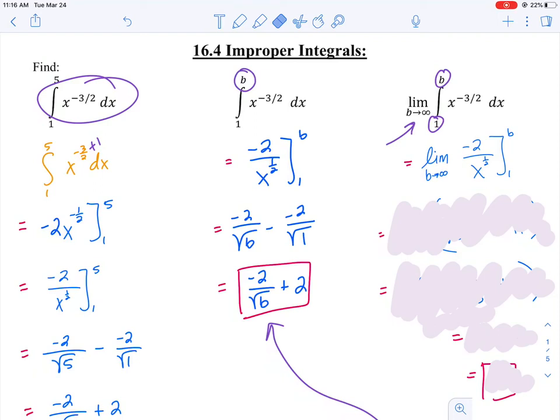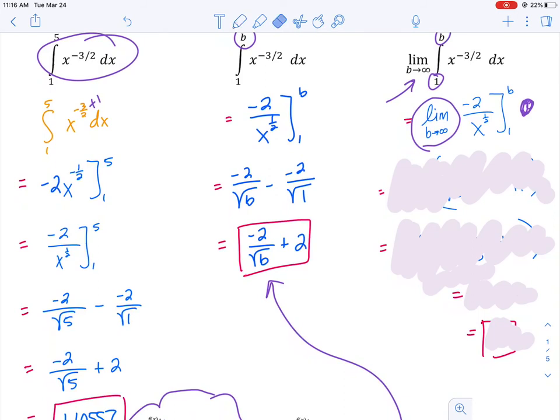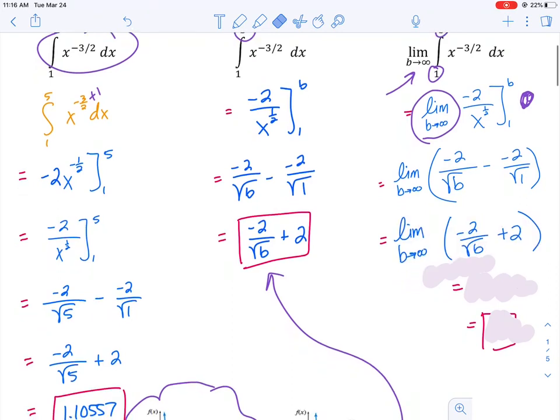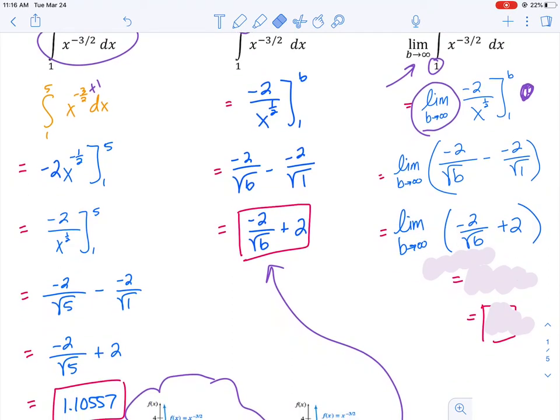Just like I did in the previous problems, I'm going to find the antiderivative. So I have the negative 2 over x to the 1/2. I'm evaluating it from 1 to b still, and then eventually I'm going to make that b go to infinity. I'm going to use my limit idea and make b go really, really big. Using my fundamental theorem of calculus, I'm going to plug in my upper limit and my lower limit. I end up getting the same expression that I got in the middle problem, but now I want to make b go to infinity. I want b to get really, really big.